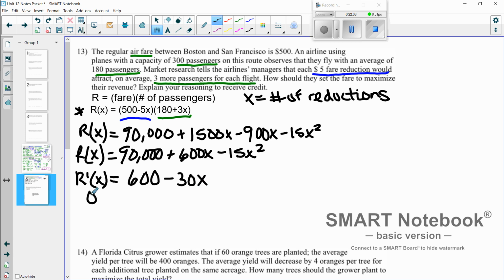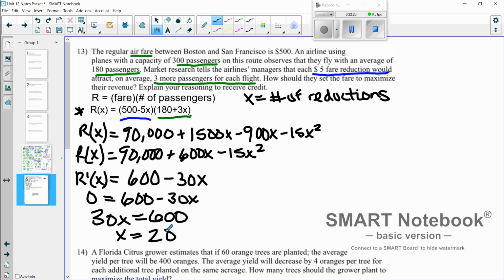Let's set that equal to 0. Okay. Same method here. We're just going to add over that 30x. We get x equals 20. Okay, so remember, x is the number of reductions. So we just found the number of reductions that market research is influencing, or telling us, is going to maximize our revenue. So the number of reductions the airline should make is 20.